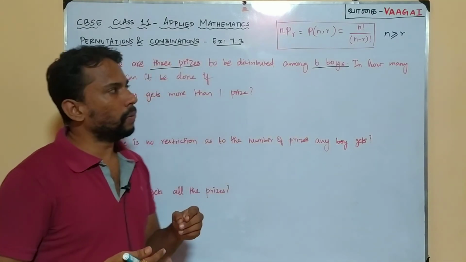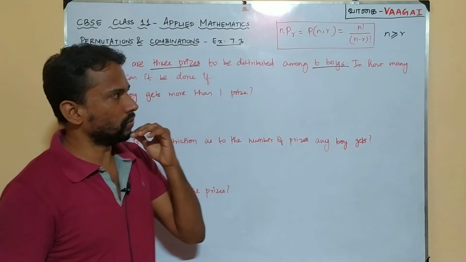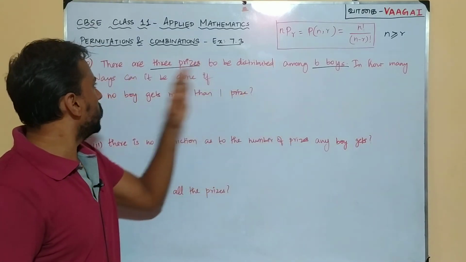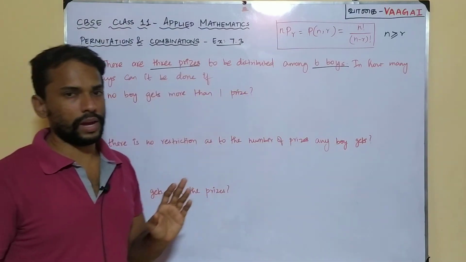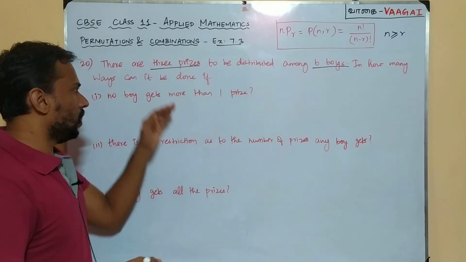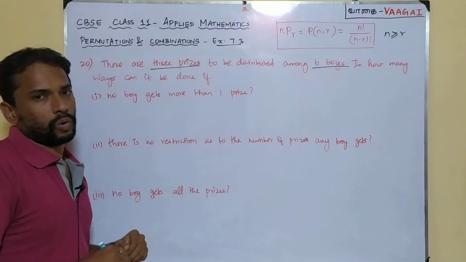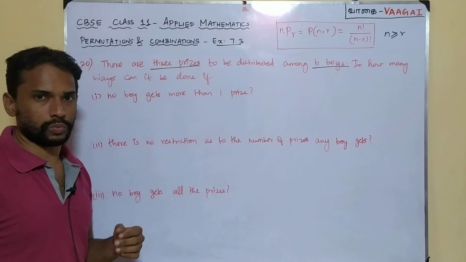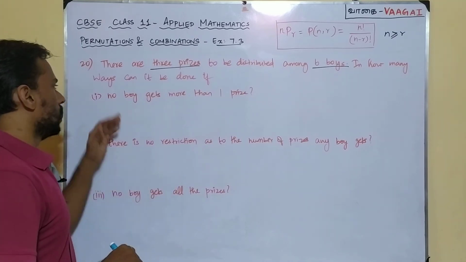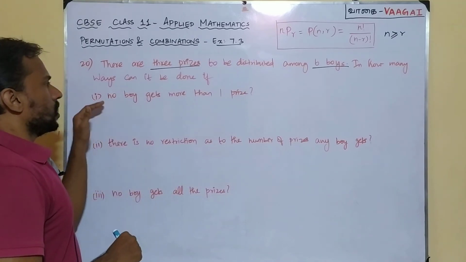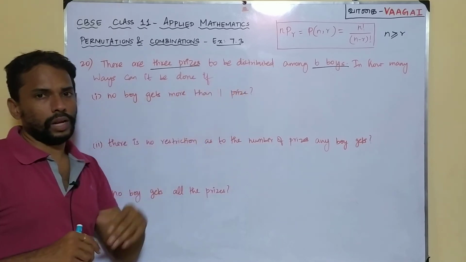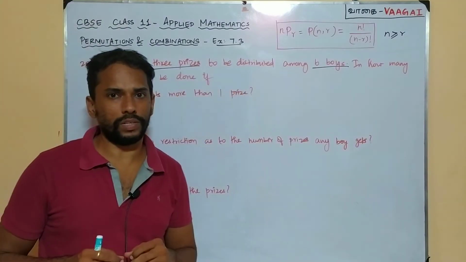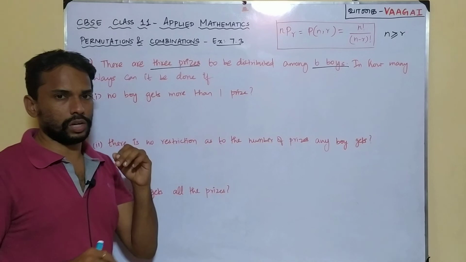Fine, okay. But we may have some conditions. Let's continue the question. In how many ways can this be done? Now we have three subdivisions here. Let's try to answer each of these questions very carefully. Coming to the first subdivision: if no boy gets more than one prize. So now what do you mean by this condition?